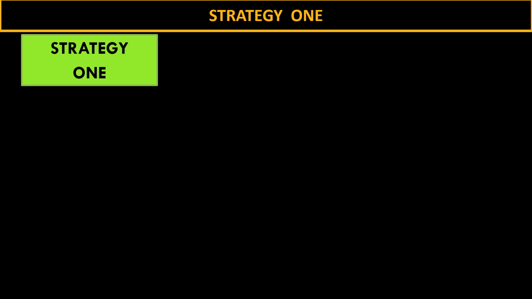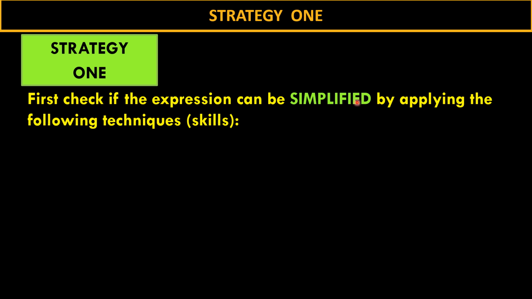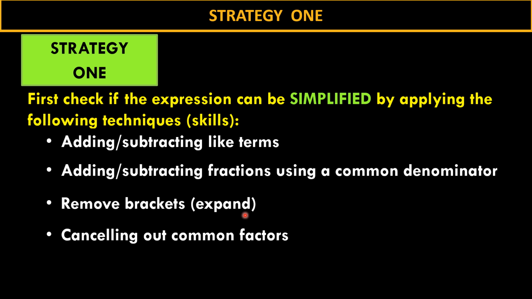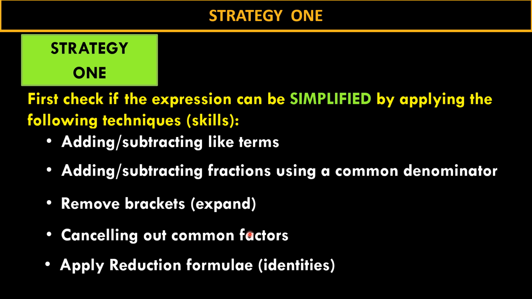Now let us look at each one of these 3 strategies in a little bit more detail. Let's start with strategy number 1. As you recall, we said that you'll always try to simplify. Now what do we mean by simplifying? That means you add and subtract like terms. So if you see any like terms, you can add or subtract them. Then if there are fractions involved, you find a common denominator. If there are any brackets, you expand or remove the brackets. Or if there are factors that you can cancel out, then you cancel them out. And if there are any reduction formulas that you can apply, apply them.